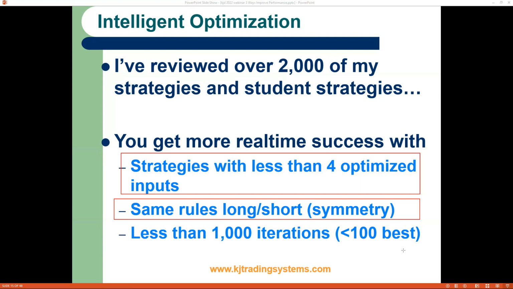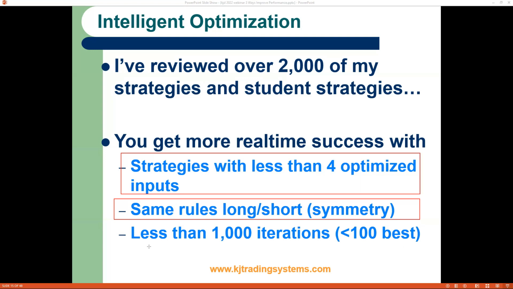And you might say, well, wait, you know, short, the market falls faster than it rises. And yes, that could absolutely be true. But realize if you have separate rules, long and short, you're probably going to have more inputs that you optimize. So part of doing this symmetrical type strategies is you limit the amount of inputs.